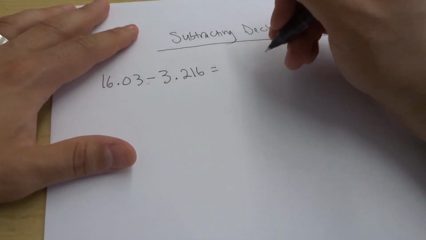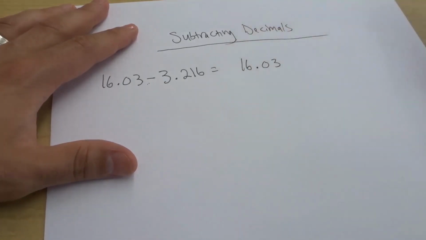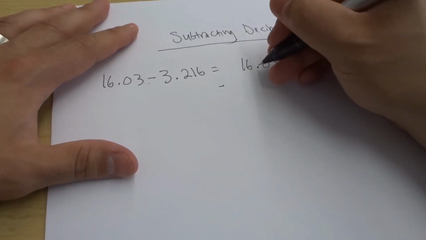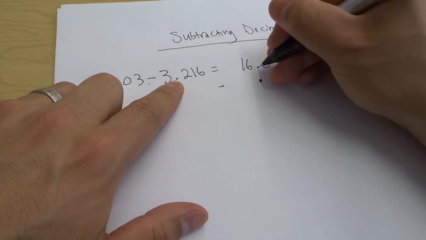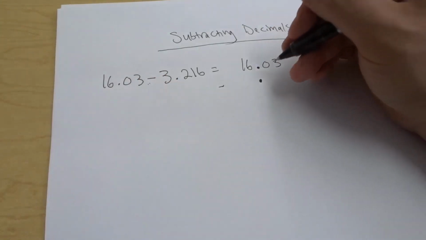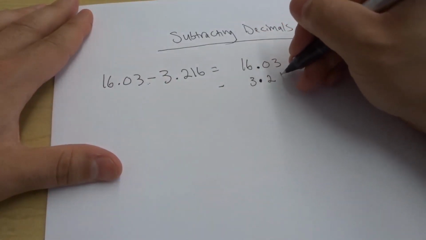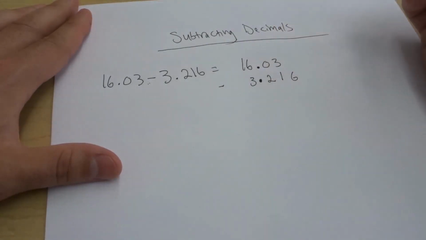So let's start off by writing the first number, which is 16.03. Now, for the next number, when we subtract, we're going to make sure that the decimal stacks. So we're going to place the decimal for this number right below the decimal for the 16.03 number, and we're going to write 3.216. Make sure you maintain your place value.